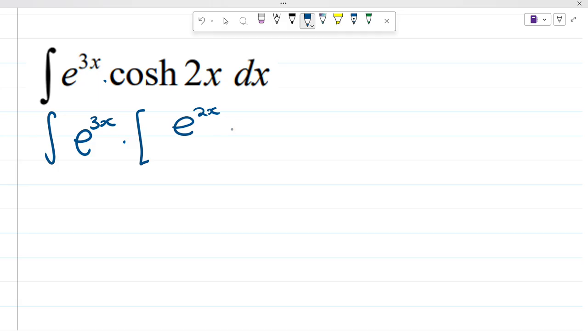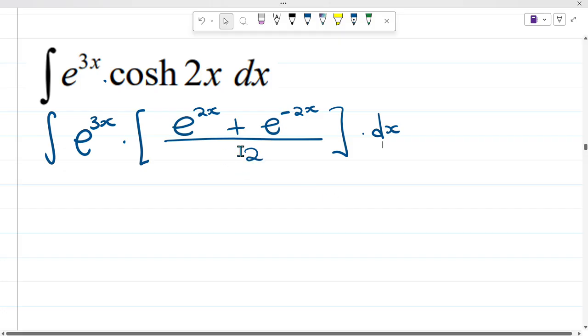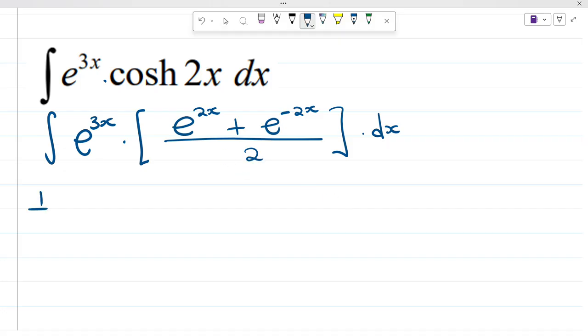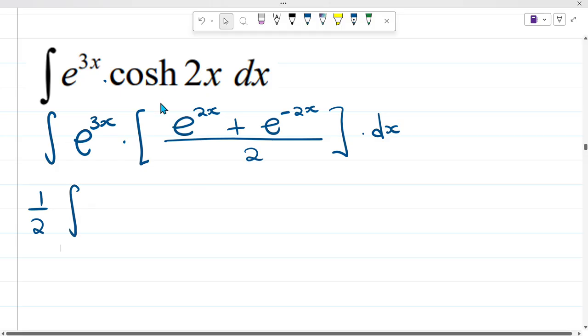It's a plus for cosh, right? So it's going to be e to the power of 2x plus e to the power of minus 2x, divided by 2, then dx. Then from here, we're going to take this 2 out, so it's going to become 1 over 2 outside there. I hope you are not confused. That's easy algebra.